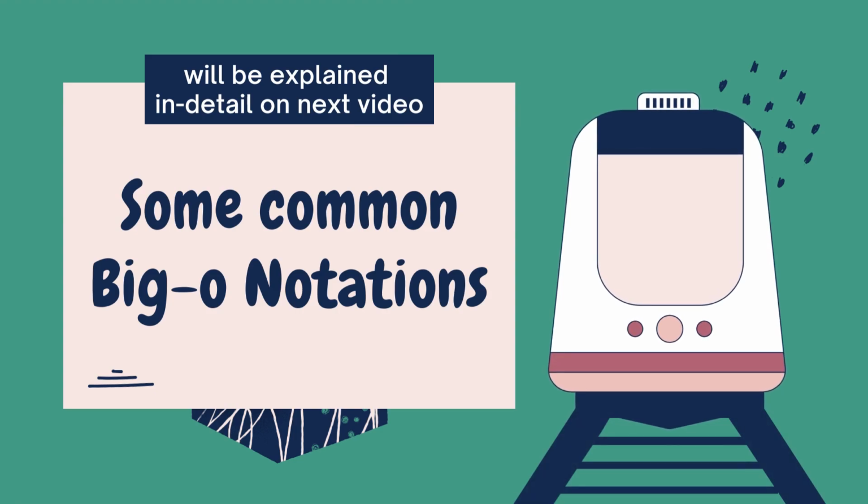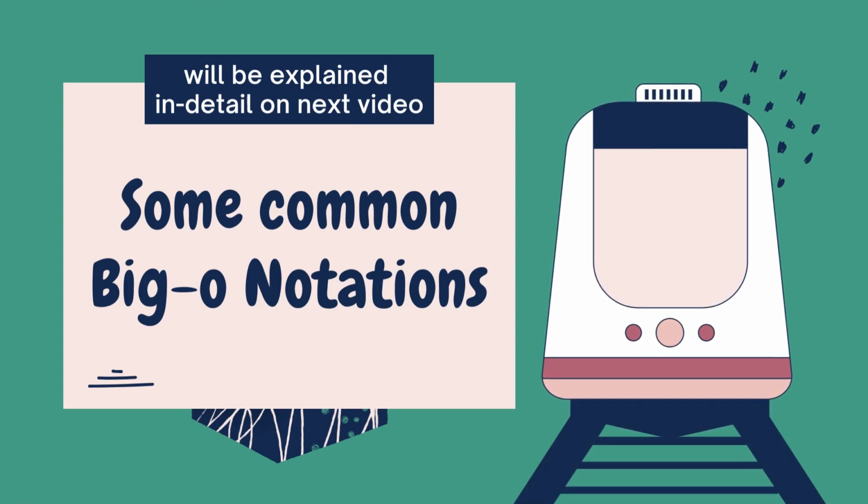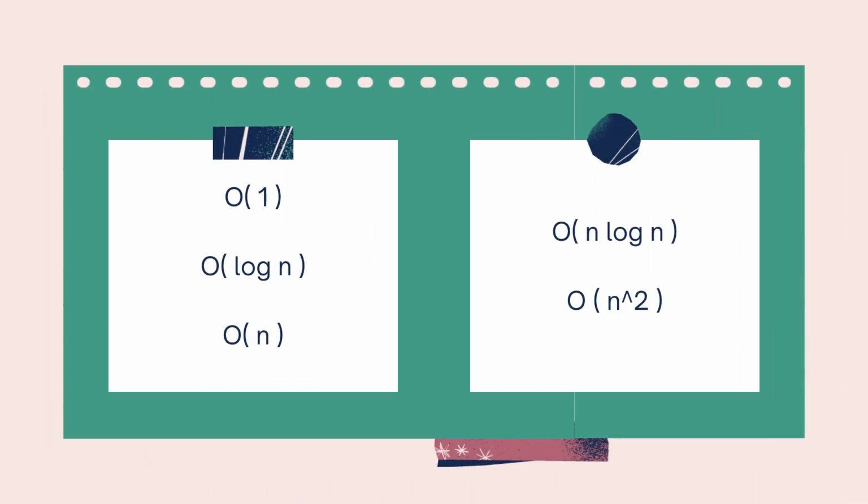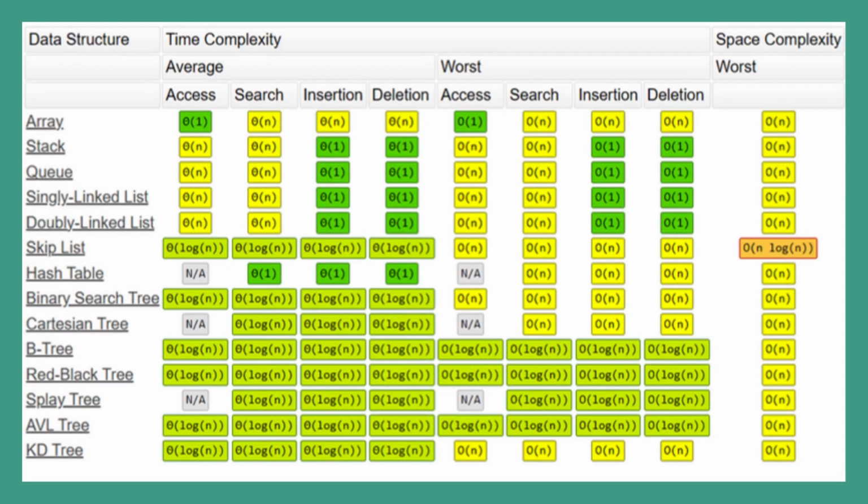Now let's explore some common Big O notations you will encounter. We have O(1), O(log n), O(n), O(n log n), and O(n²). Each of these notations describes the upper bound of the algorithm's runtime as a function of the input size. That is, in simple terms, it gives the worst case scenario of the algorithm.